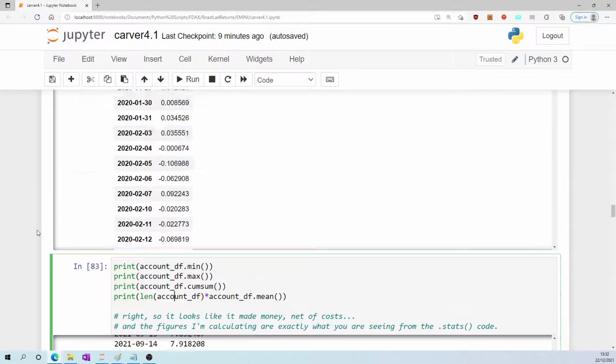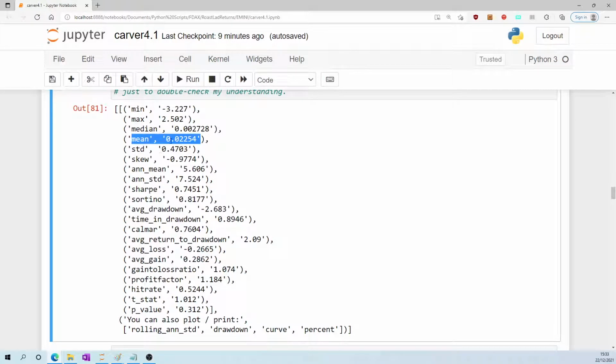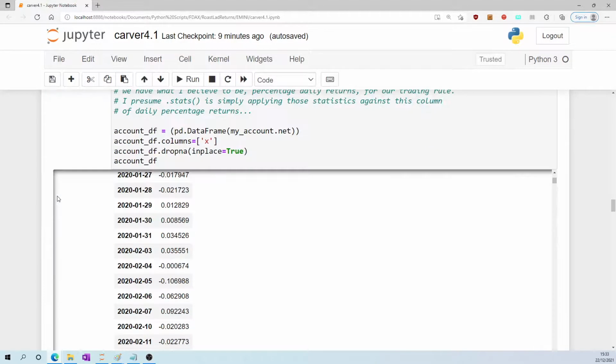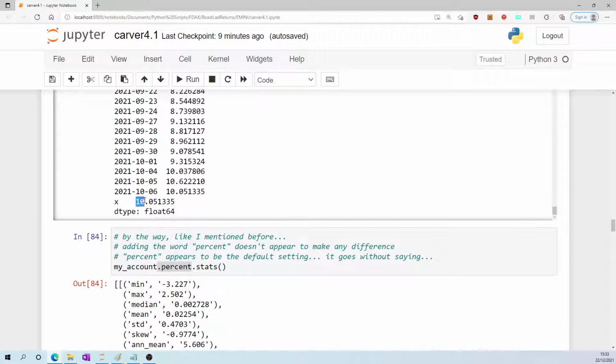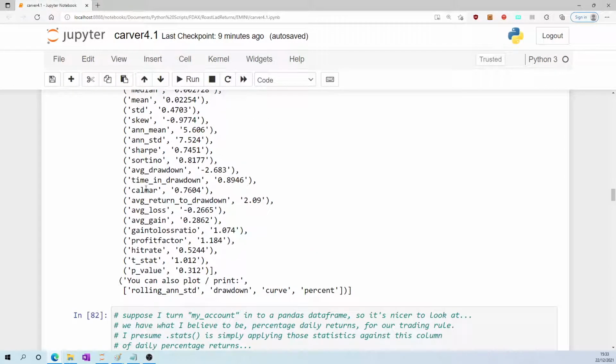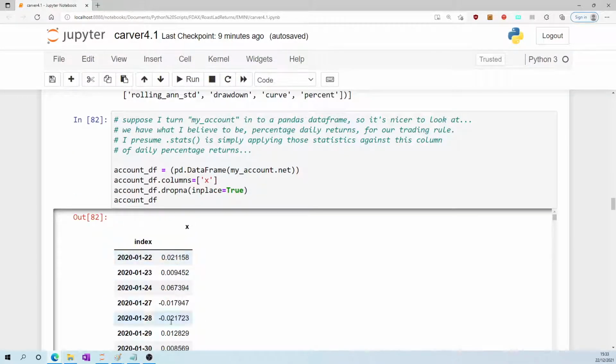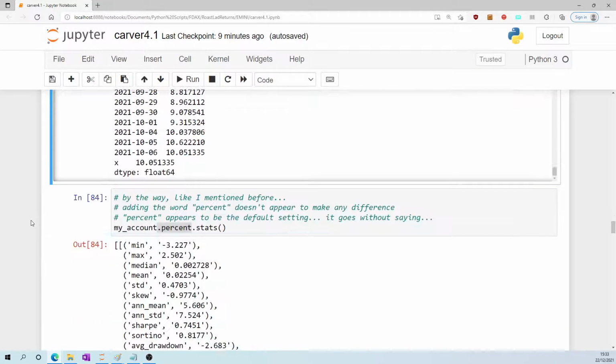Now, if I take the mean from stats and multiply that by the number of days in our data set, which is just shy of 500, the result is 10.05, which is exactly the same as the cumulative sum of that column. So all of that to say, I believe many of these stats, at the very least, are simply being derived from this column of percentage daily returns from our trading rule.